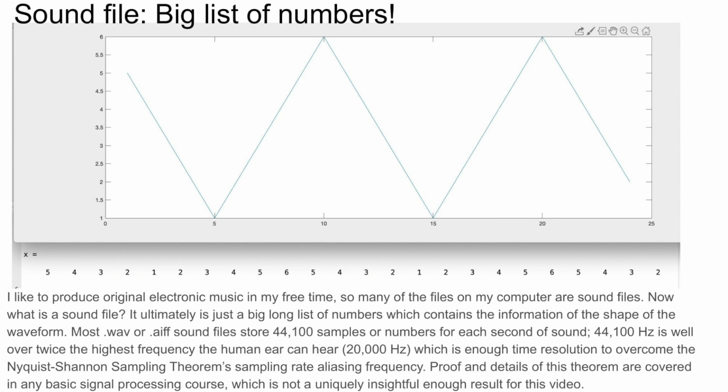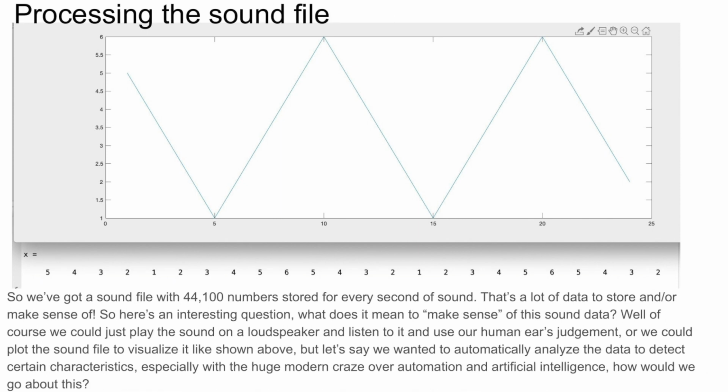44,100 hertz is well over twice the highest frequency the human ear can hear, which is 20,000 hertz, which is enough time resolution to overcome the aliasing frequency of the Nyquist-Shannon sampling theorem. Proof and details of this theorem are covered in any basic signal processing course, and it is not a uniquely insightful enough result for this video. So we've got a sound file with 44,100 numbers stored for every second of sound. That's a lot of data to store and make sense of.